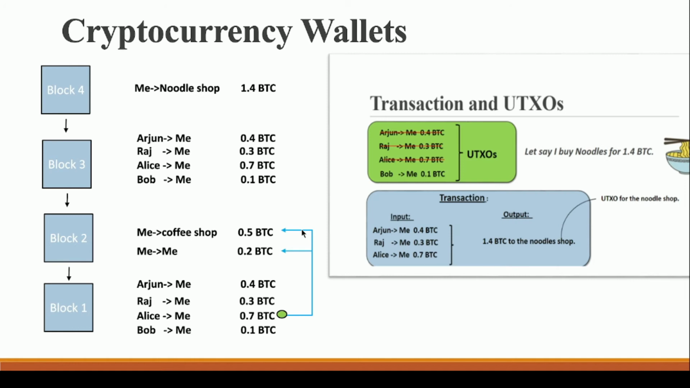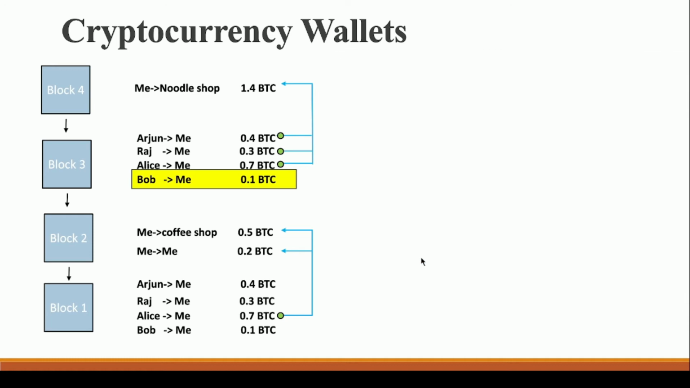In the same way, if you remember from our noodle shop UTXO example, I have some more transactions done to me. Let us assume my friends are a little bit generous and are sending me some more Bitcoin to my wallet, just as an example. All these transactions are part of block number three, and the transaction I am doing to the noodle shop is part of block number four. In this also, the Arjun to me, Raj to me and Alice to me transactions are all getting used up so that I can pay the noodle shop, right? I have shown this here also.